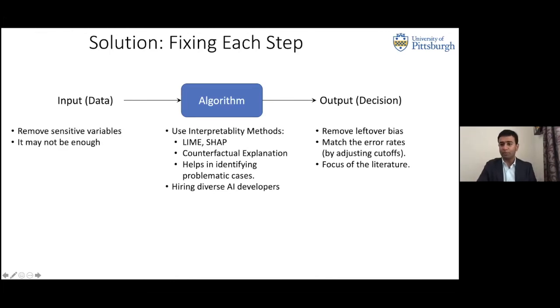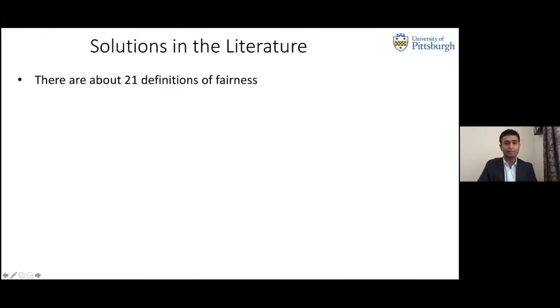So now let us talk about some literature in this case. If you look at the literature, it is scattered all around. There are about 21 definitions of fairness.